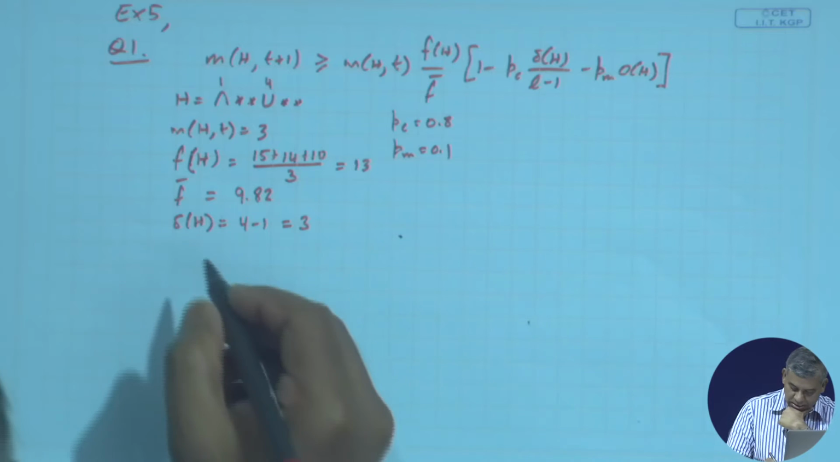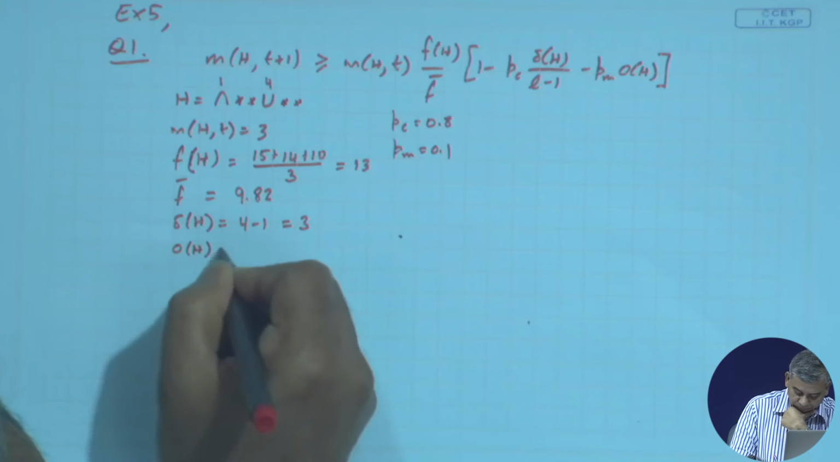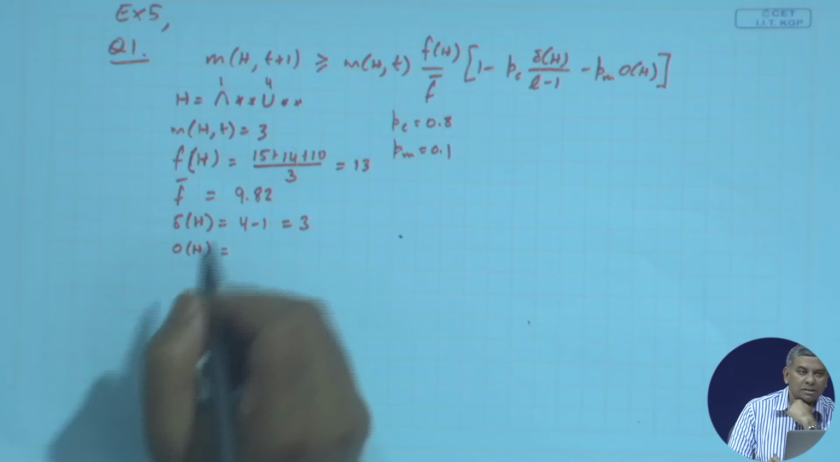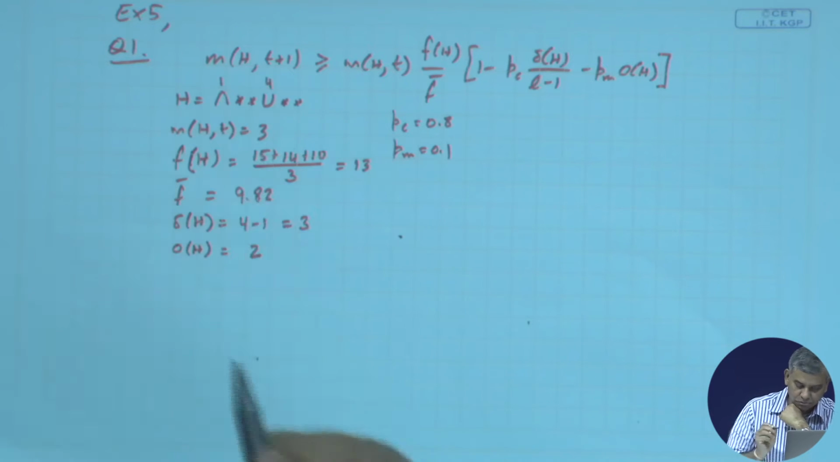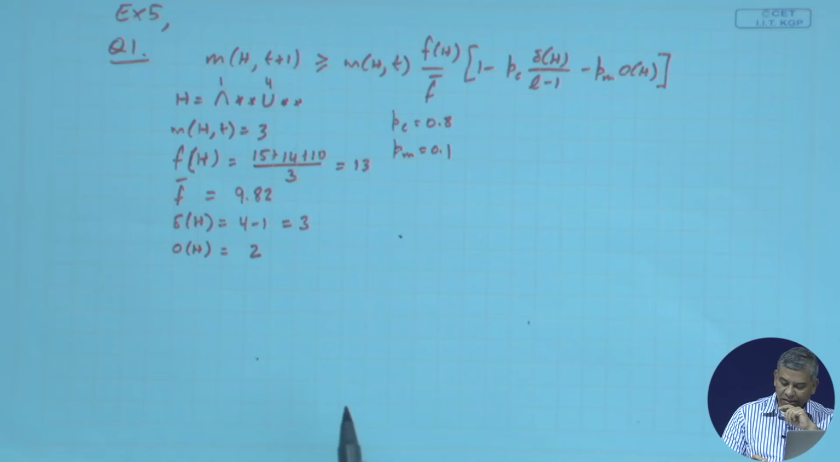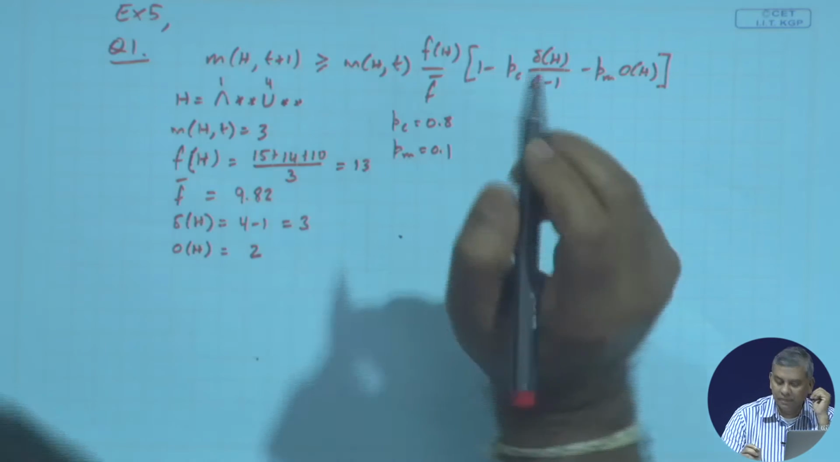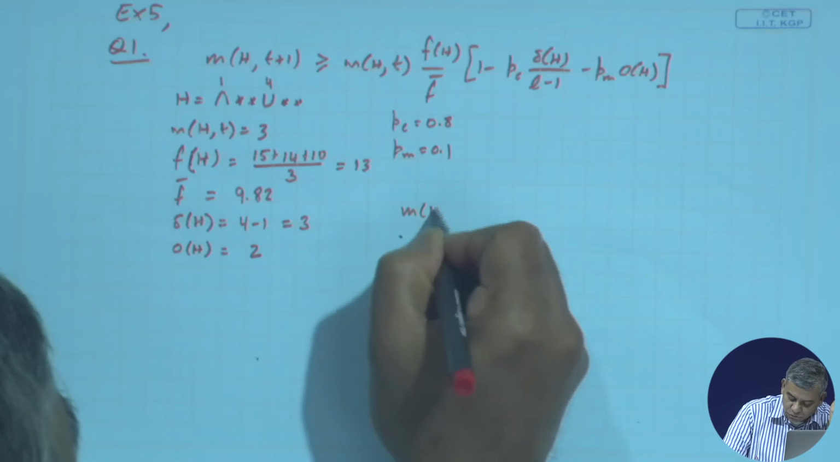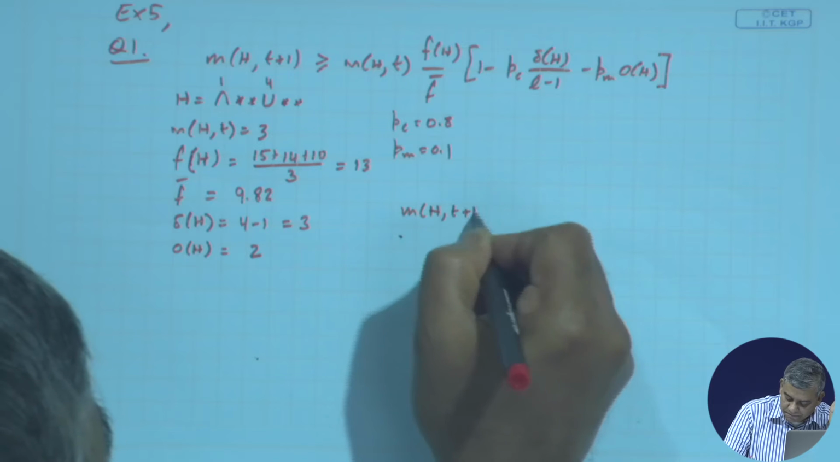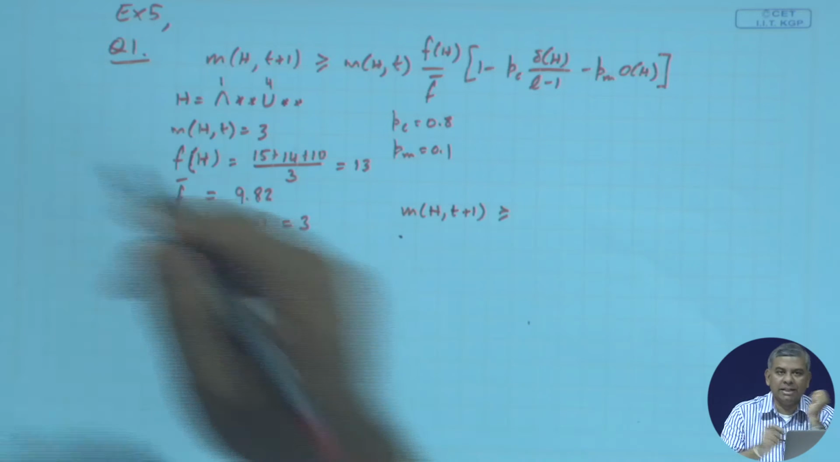Okay. And then order O(H): how many fixed positions? 2. 1, 2. 2 fixed positions. Okay, now you have everything, plug everything in, and you will get a right-hand side value. So when you plug in, tell me what you are getting here.